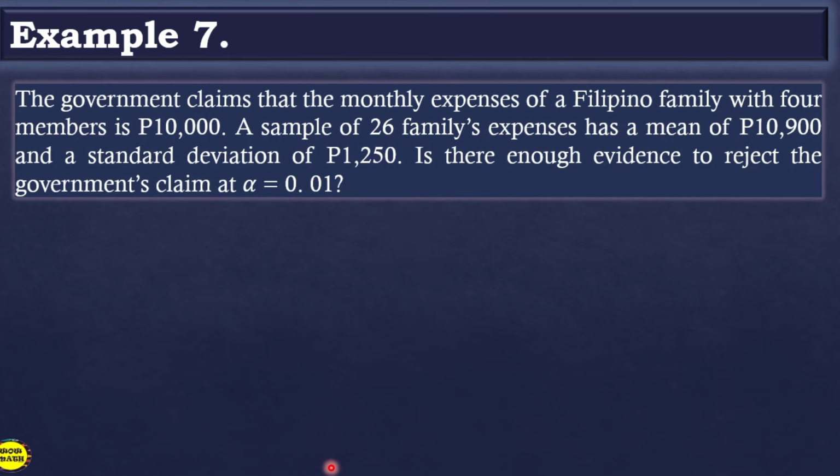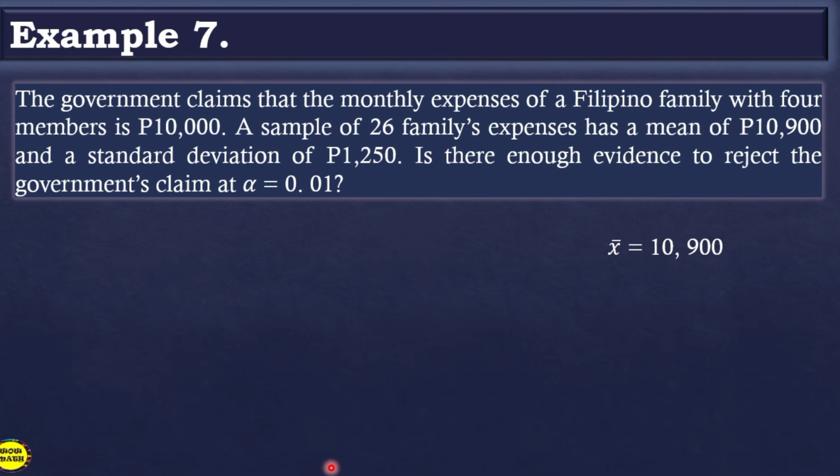Next. Okay, for example number 7. The government claims that the monthly expenses of a Filipino family with 4 members is 10,000 pesos. A sample of 26 family expenses has a mean of 10,900 pesos and a standard deviation of 1,250 pesos. Is there enough evidence to reject the government claims at alpha level of 0.01?